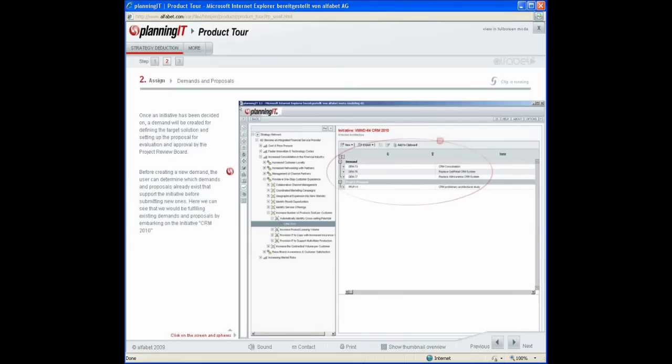Before creating a new demand, the user can determine which demands and proposals already exist that support the initiative before submitting new ones. Here we can see that we would be fulfilling existing demands and proposals by embarking on the initiative CRM 2010. Drawing the relationship from the strategy deduction framework to architecture elements and demands and proposals provides the means to be able to backtrack projects to their origins.